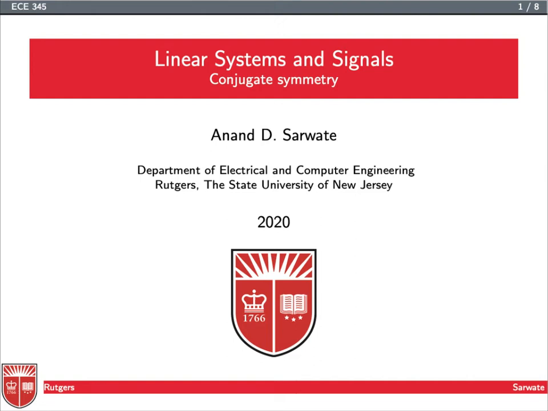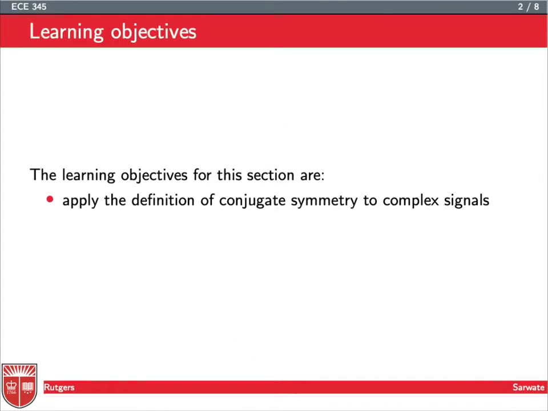The other type of symmetry that we like to look at in this class is for complex signals, and that's called conjugate symmetry. And as the name implies, it will involve taking the complex conjugate of the signal. The learning objectives then are to basically understand its definition and be able to apply it to complex signals.